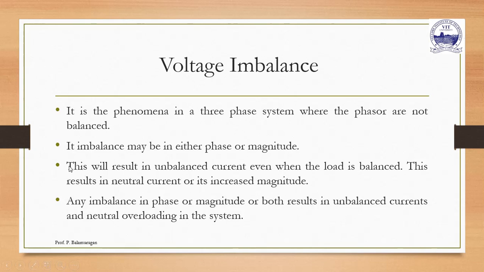The impact of this voltage imbalance is that it will circulate unbalanced current even when the load is balanced, and this results in neutral current and or its increased magnitude, which means I can say it's a neutral overloading. Any imbalance in phase or magnitude or both results in unbalanced currents and neutral overloading in the system.